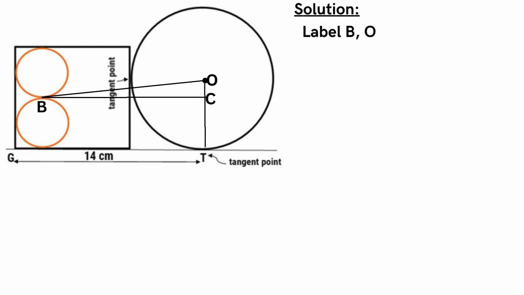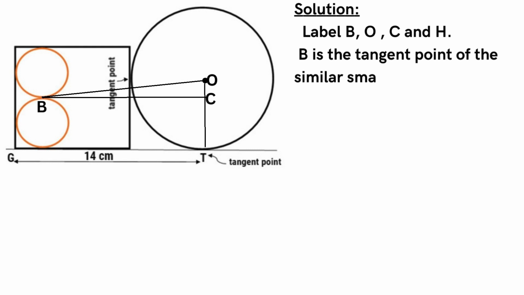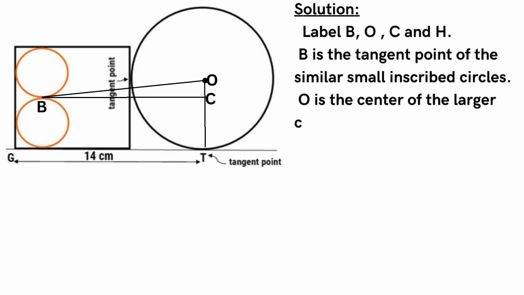Label B, O, C, and H. B is the tangent point of the congruent small inscribed circles. O is the center of the larger circle. Join B, O, B, C, and O, C.